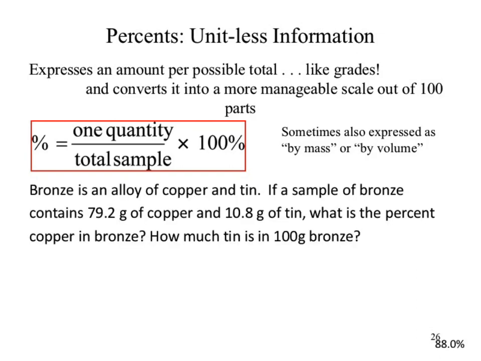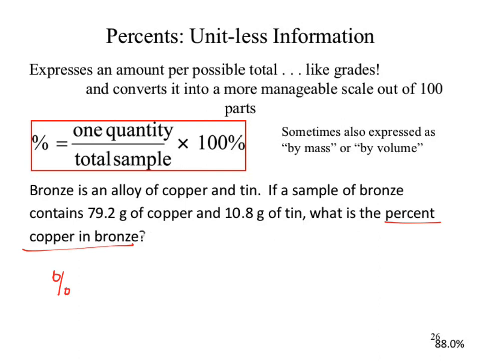Okay, so let's take a look at an example. Bronze is an alloy of copper and tin. If a sample of bronze contains 79.2 grams of copper and 10.8 grams of tin, what is the percent copper in the bronze? There's a second question there. I'll make you do that. Let's walk through the first one, though. What am I looking for? The percent copper in bronze.